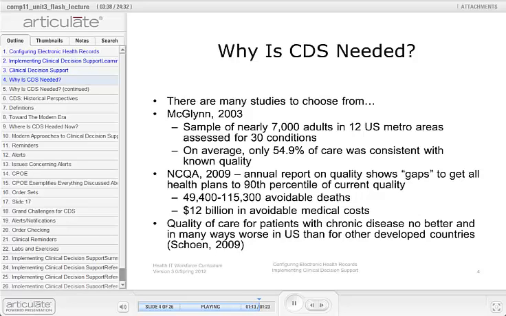Additionally, the quality of care for patients with chronic disease is no better and in many ways worse in the U.S. than in other developed countries.